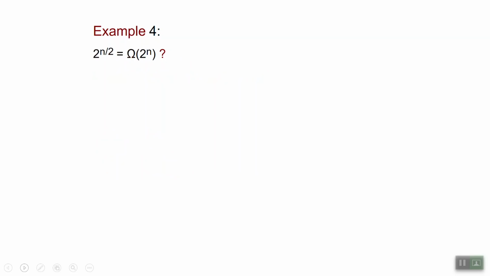Fourth example is 2 to the n over 2 omega of 2 to the n. The answer is no. Again, for every c and n0, you can find an n that's larger than n0, such that 2 to the n over 2 is less than c times 2 to the n.